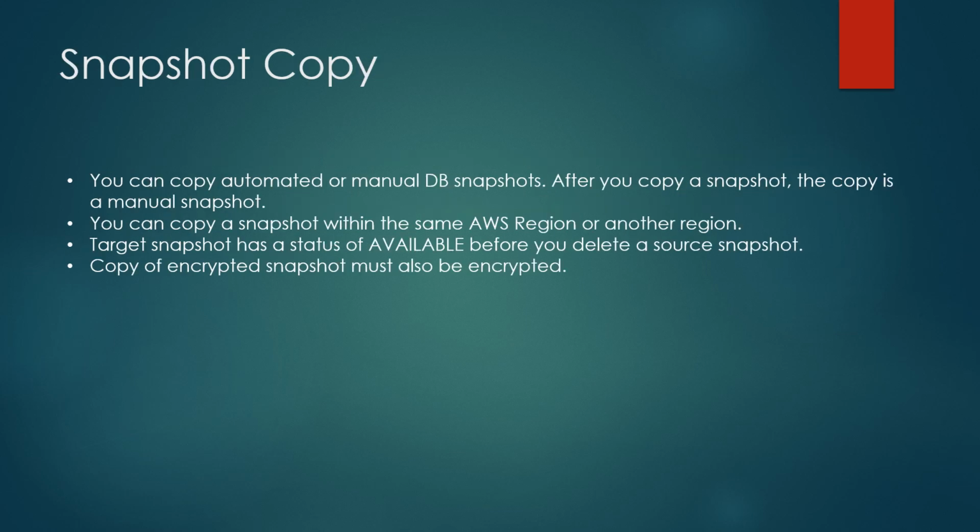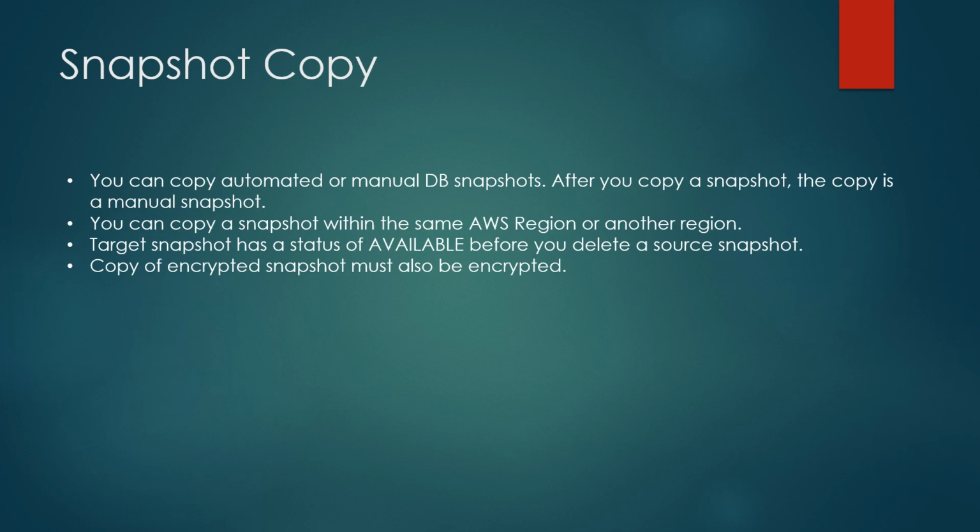With Amazon RDS, you can copy automatic or manual snapshots. After you copy a snapshot, the copy is a manual snapshot. You can copy a snapshot within the same AWS region, or you can copy a snapshot across AWS regions. If you delete a source snapshot before the target snapshot becomes available, the snapshot copy may fail. Verify that the target snapshot is in the available status before you delete the source snapshot.